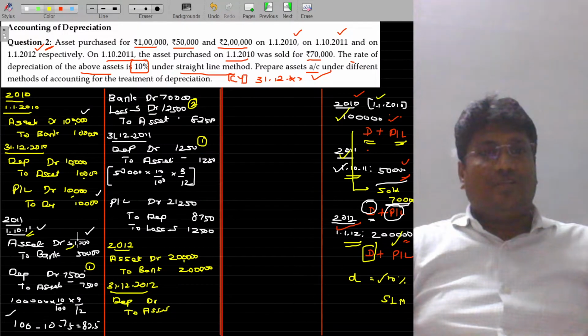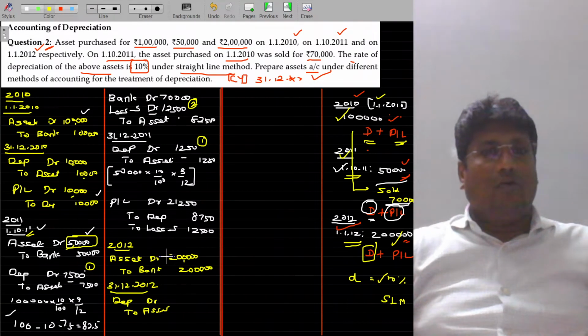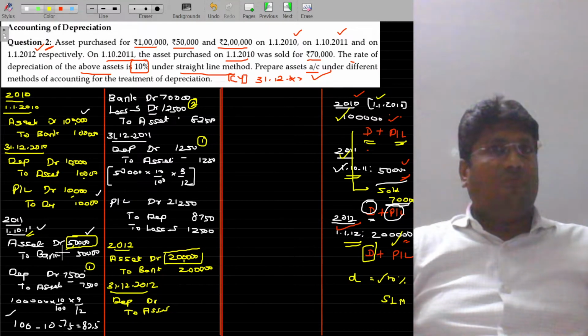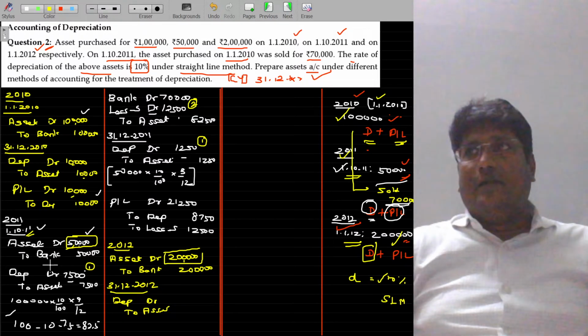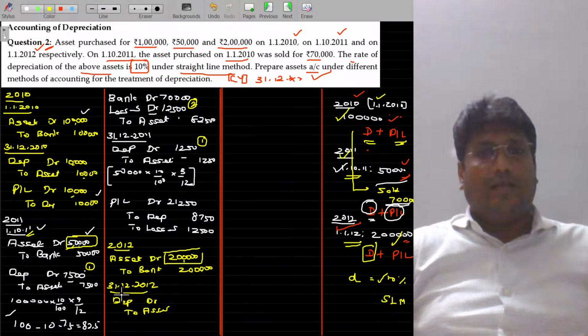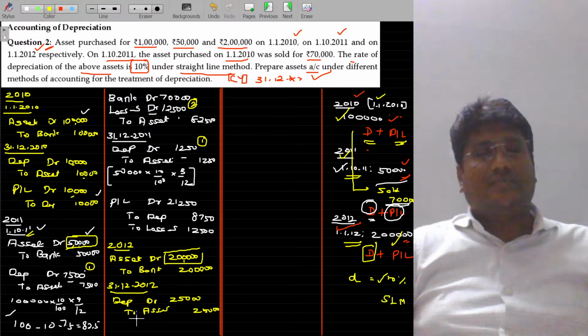In 2011 we purchased this asset in October, so we depreciated 3 months' amount there. In this current year, this 50,000 rupees worth asset is used fully. Not only that, we purchased another asset of 2 lakhs, which is also eligible for full year's depreciation. So 2 lakhs plus 50,000, 2.5 lakhs, is the full value. You have to find the depreciation for the full year at the rate of 10%. So 10% on 2.5 lakhs is 25,000. Is that clear? Depreciation account debit to asset account.